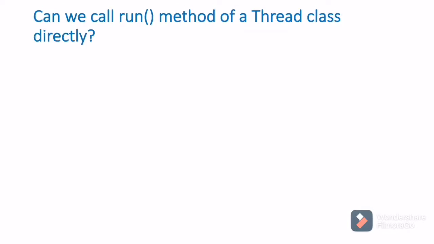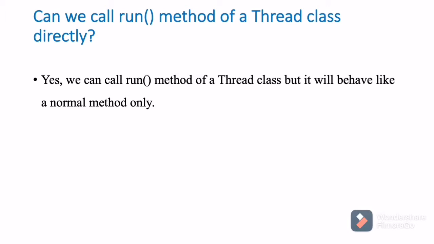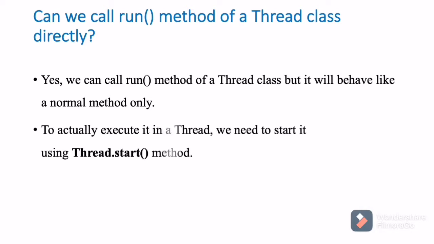Can we call the run method of a thread class directly? To answer this question, yes, we can call the run method of a thread class, but it will behave like a normal method only. If you want to access it like a thread, then we need to start it by using the thread.start method.